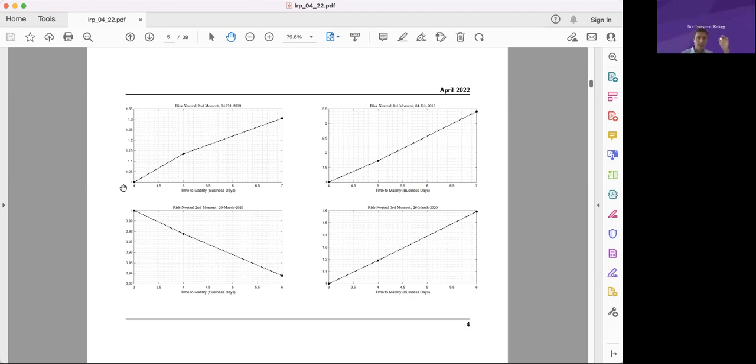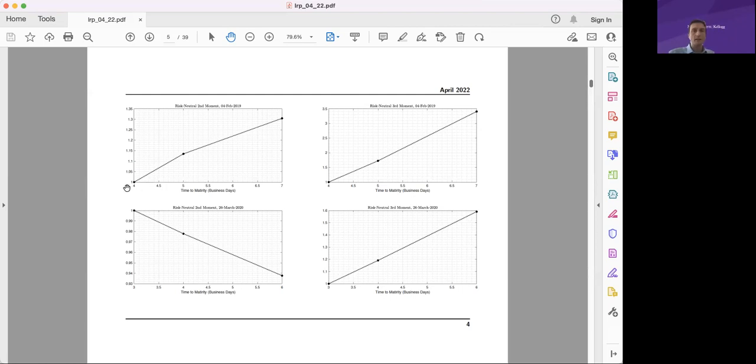So the first event, I picked two events. One is February of 2019, which, if you remember, was an extremely calm period, things were relatively quiet. And then I picked a very turbulent period, March of 2020 during the pandemic, when volatility was very high. And so what do we see here?